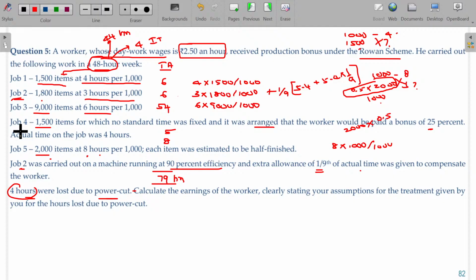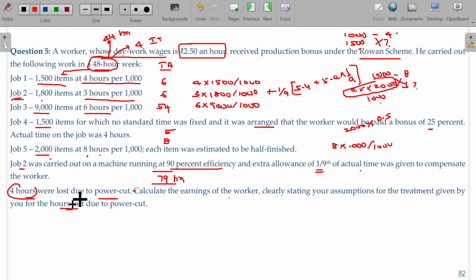We have studied in standard costing. The efficiency of labor can be found out using what method? Actual hours worked for, not for payment. Similarly, out of 48 actual hours worked, the hours devoted to the job are only 44. That will be taken as the actual time he has taken for comparison purposes. Calculate the earnings of the worker, clearly stating your assumptions for the treatment given for the hours lost due to the power cut.